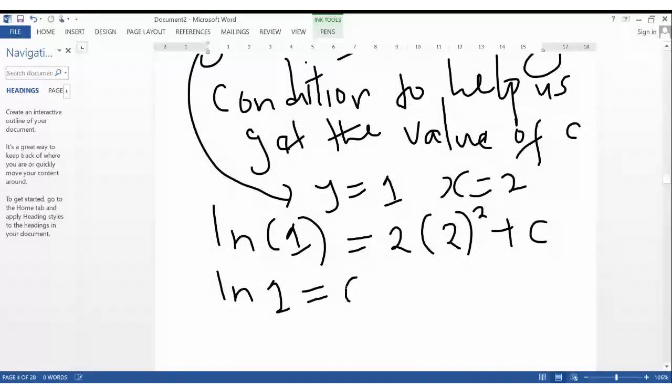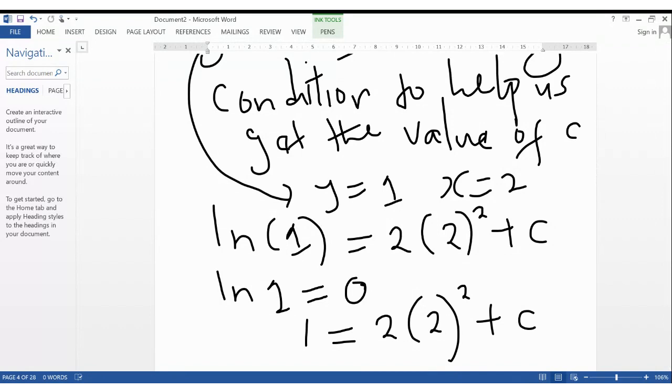Same as 0 from the calculator. So 1 will be the same as 2 squared plus c. Someone to give me the value of c from there. Then 1 is the same as 0. So from there, can someone calculate the value of c?